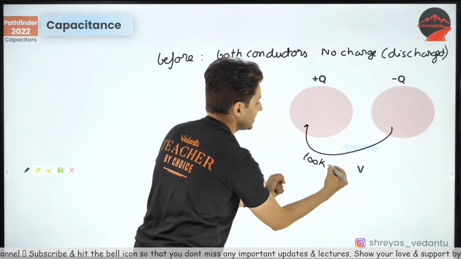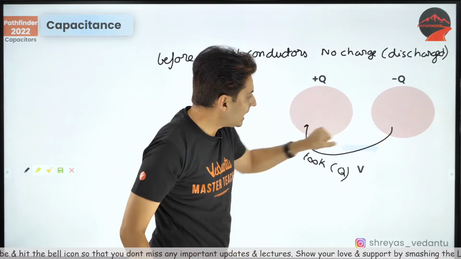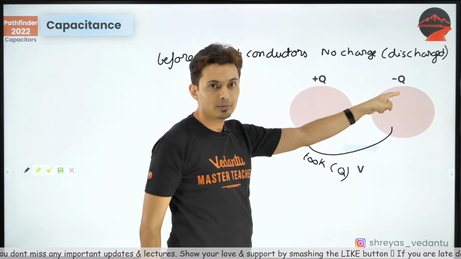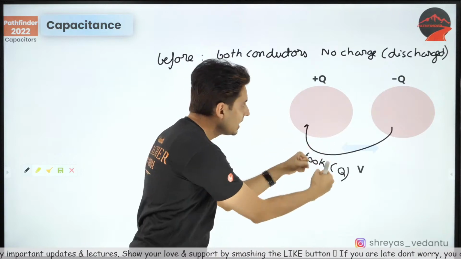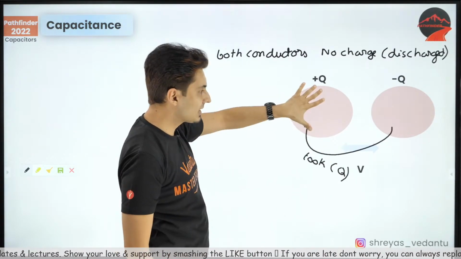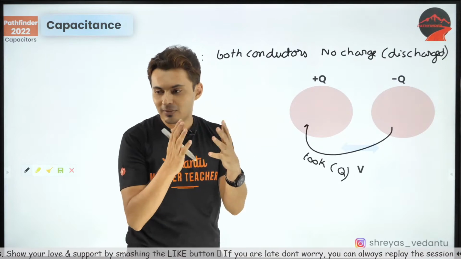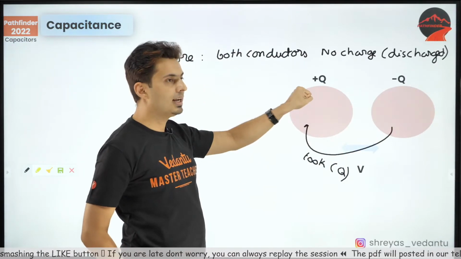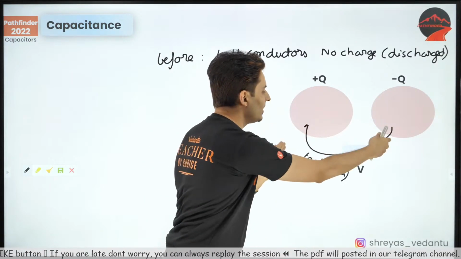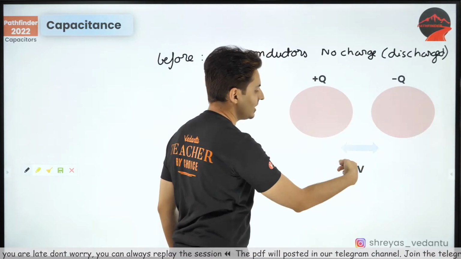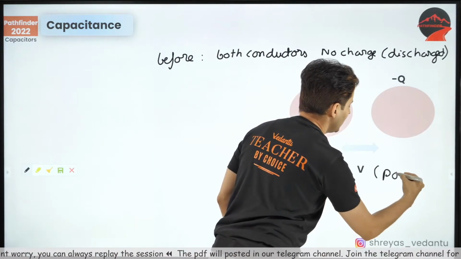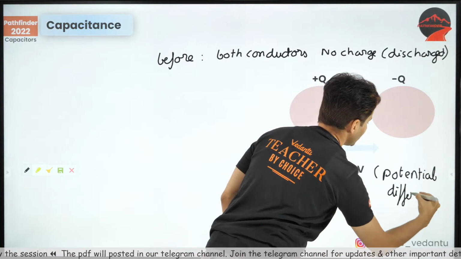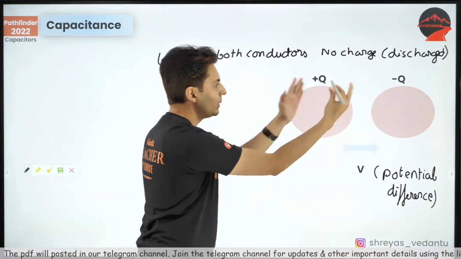You took how much charge? Q charge. If you take away Q charge, how much will be the charge on this conductor? Negative Q. And since you have taken plus Q and put it over here, this conductor will become plus Q charge. So what you have done is basically taken a charge plus Q and put it on the other side. So you have done some work, and obviously there is going to be some potential difference. What is this V? This is nothing but the potential difference. Keep this in mind. This is the potential difference which is created between these two conductors.